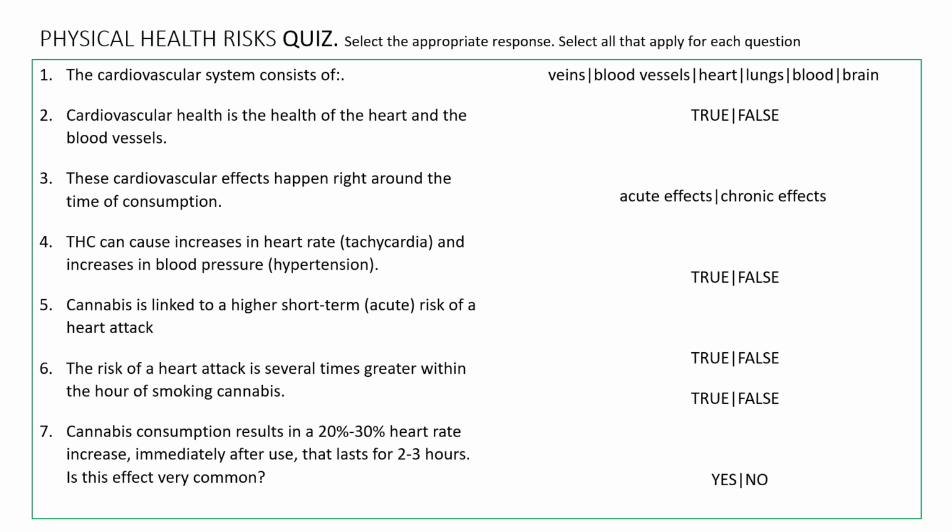Number 6. The risk of a heart attack is several times greater within the hour of smoking cannabis. True or false? True. Number 7. Cannabis consumption results in a 20% to 30% heart rate increase immediately after use. That lasts for 2 to 3 hours. Is this effect very common? Yes or no? Yes. Cannabis consumption results in an increased heart rate, and it is a very common effect of cannabis consumption.